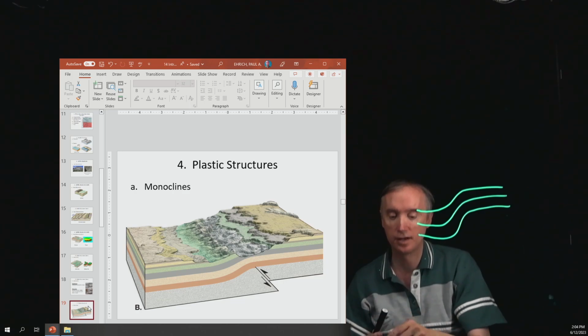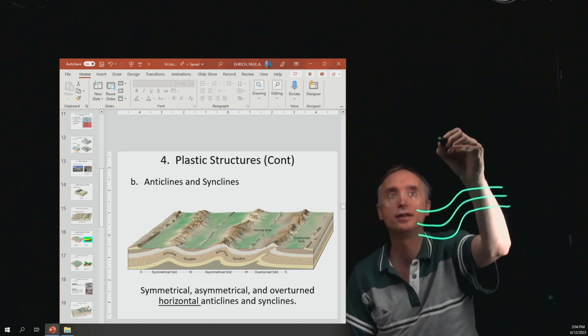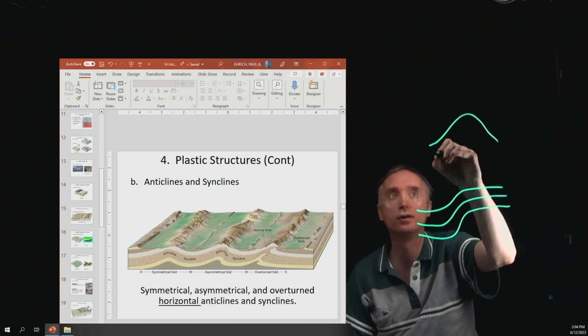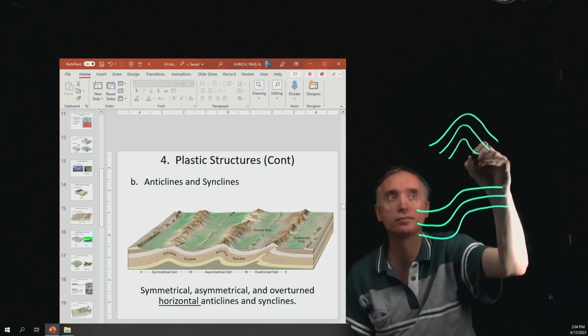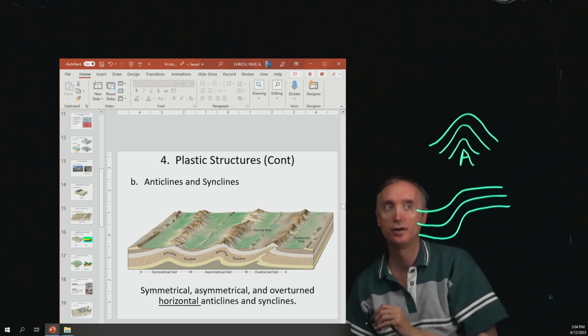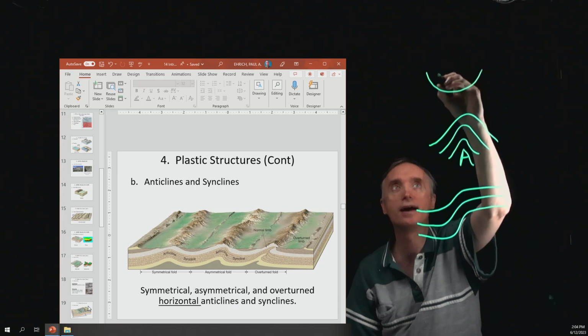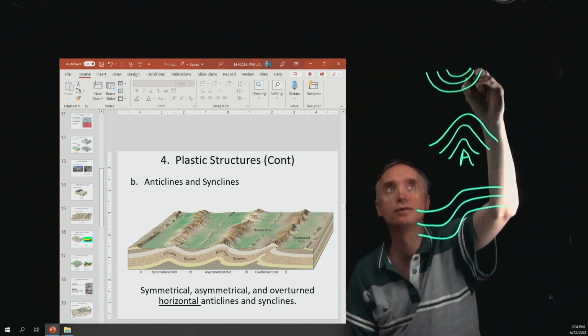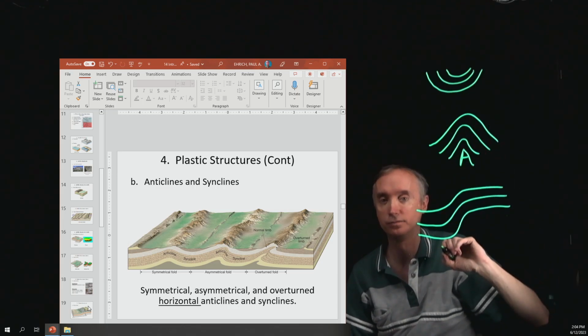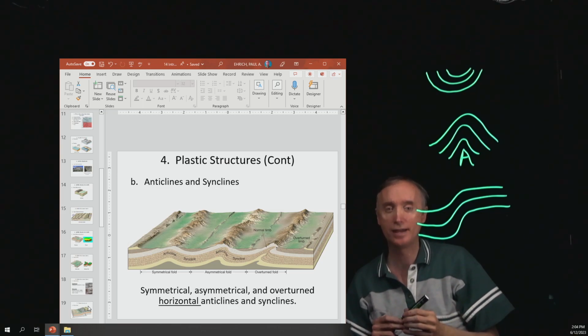And the next kind is going to be anticlines and synclines. So an anticline is going to be where the rocks are going to be doing this. Notice it kind of makes an A. So A for anticline. Okay, then you got places where the rocks are bending down like that. So that's going to be a syncline when it does that. So you got to know the difference between the anticline and a syncline.